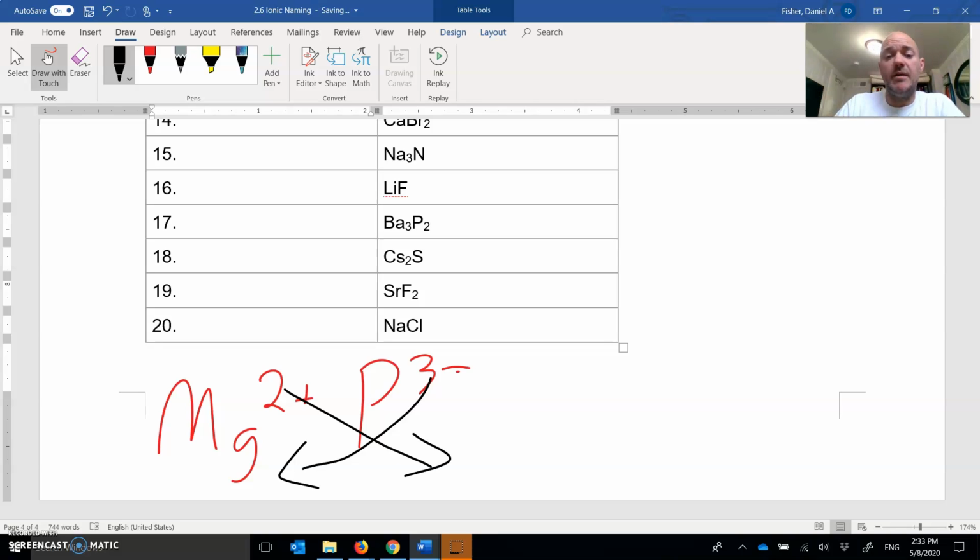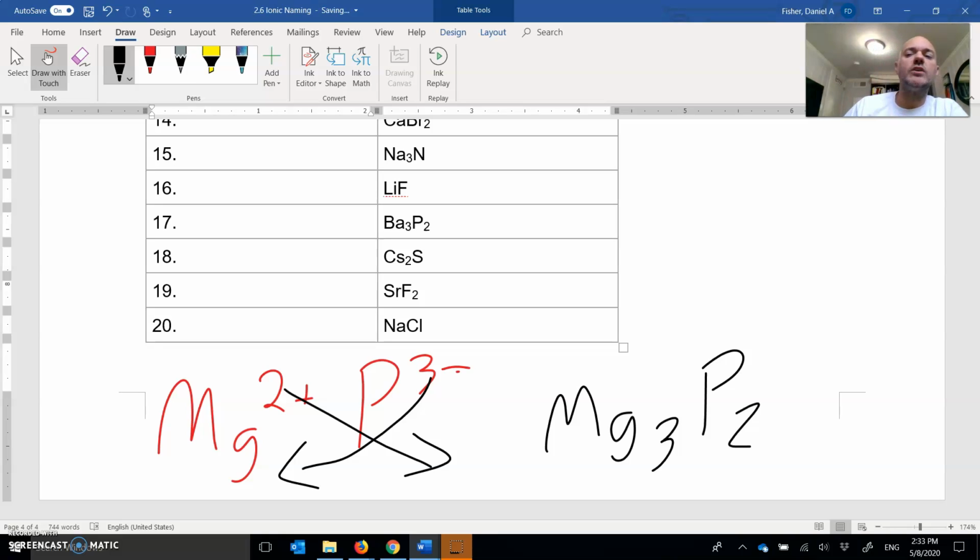And I'm going to take the positive and negative out because I will need 3 magnesium 2 pluses to match up with 2 phosphorus 3 minuses. That could be my formula right there, Mg3P2. And this works for like anything.